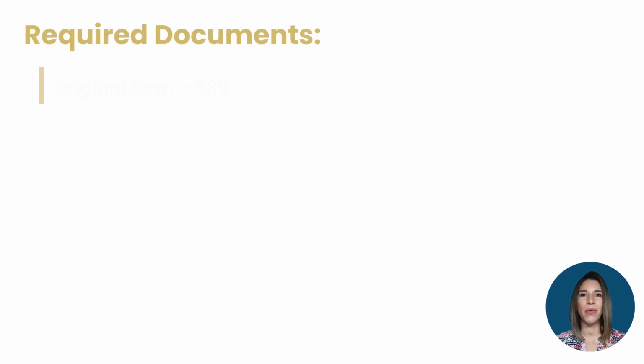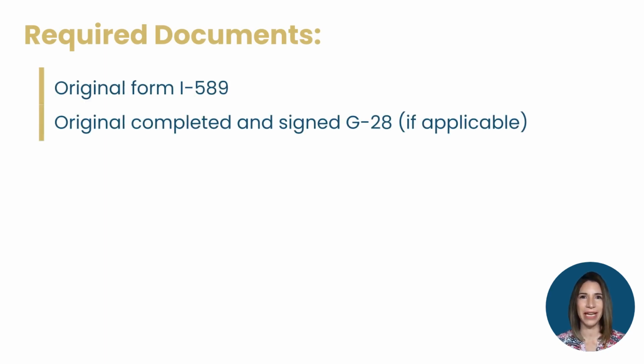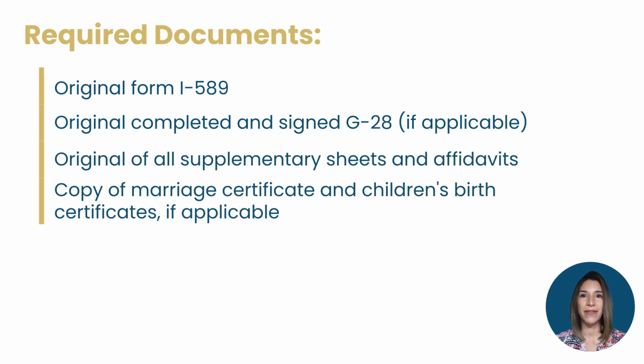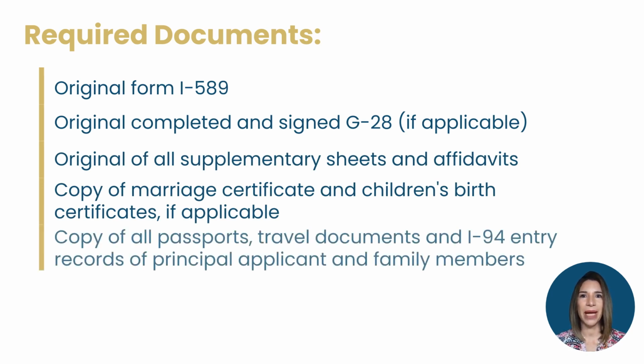Required documents. Original Form I-589. Original completed and signed G-28, if applicable. Original of all supplementary sheets and affidavits. Copy of marriage certificate and children's birth certificates, if applicable. Copy of all passports, travel documents, and I-94 entry records of principal applicant and family members.